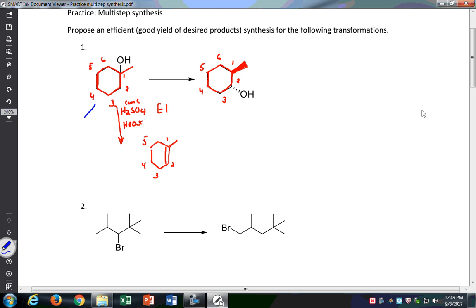Conversely, if we want to go through E2, which is a route we can also go through, we have to make our alcohol a good leaving group using a tosylate. So our TsCl with pyridine. And that makes it a good leaving group. And then we can do our E2 elimination, and we want our most substituted double bond. So our most substituted double bond would be from a smaller, strong base.